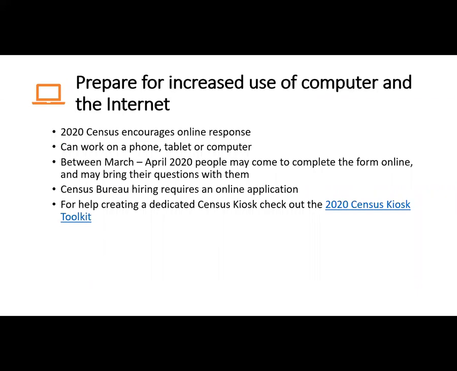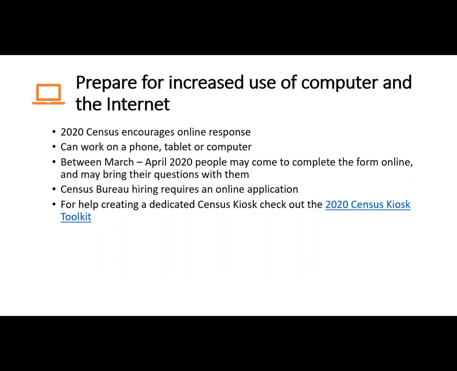Next, what can libraries do? Prepare for the increased use of computers and the internet. This may or may not happen, but we do expect that people will take the census in your library, because if they are using your library as their main source of internet, that would be the likely place for them to reply online. You don't need any special equipment in your library. All of our libraries have appropriate internet speeds to be able to handle the census. It's just a simple browser website. It can work on a phone, a tablet, a laptop, or a desktop computer. They may come with questions looking for help, how to find it, how to access it.